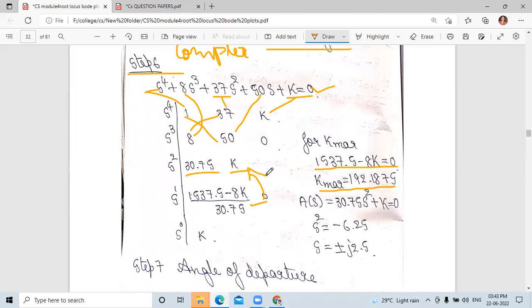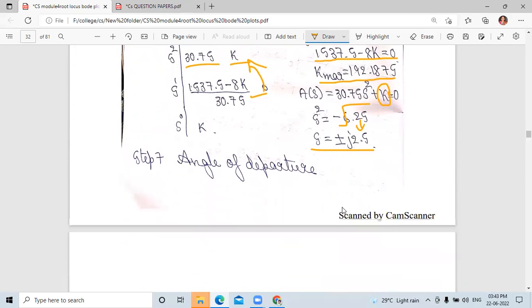Here, for the s equation, before that, what equation do you consider? 30.75 s square plus k equals 0. We know the value of k. Substitute and get the value of s. So s equals plus or minus j 2.5 you'll get. The square root of 6.25 is nothing but 2.5.